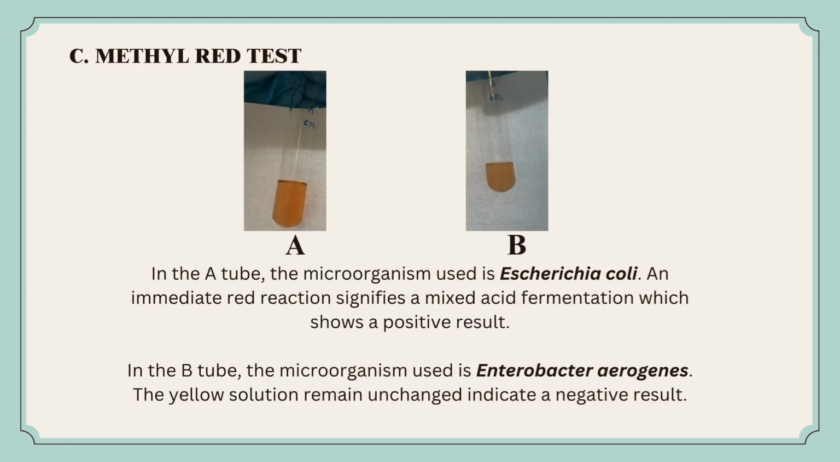For Part C, methyl red test, in the A tube, the microorganism used is E. coli. An immediate red reaction signifies a mixed acid fermentation, which shows a positive result. In the B tube, the microorganism used is Enterobacter aerogenes. The yellow solution remained unchanged, indicating a negative result.